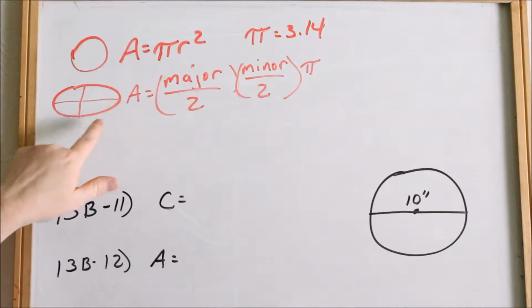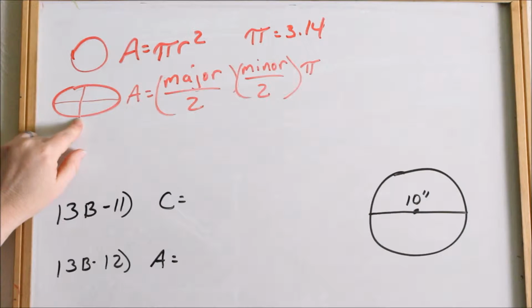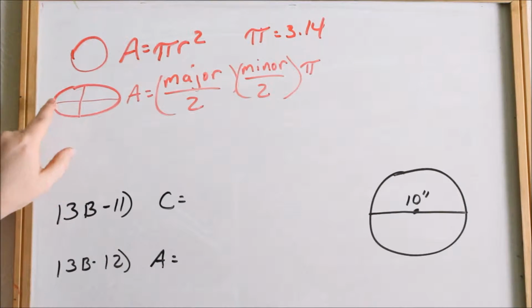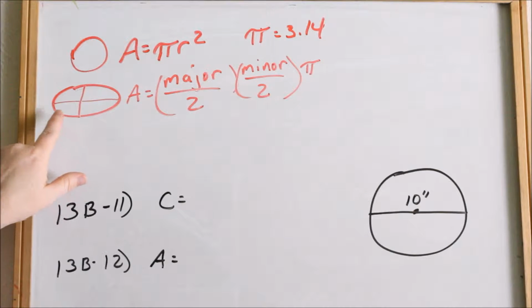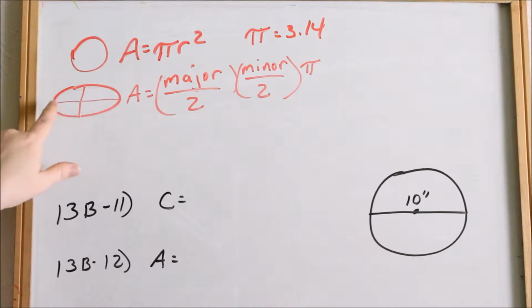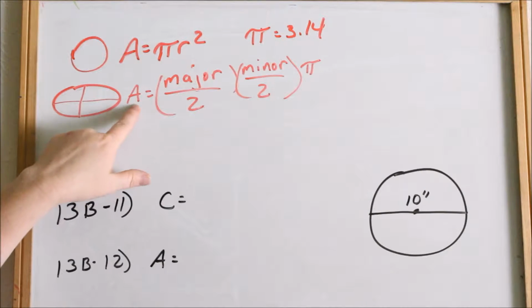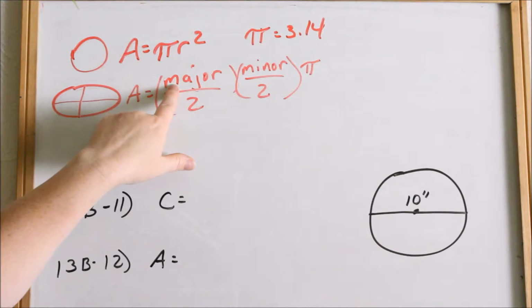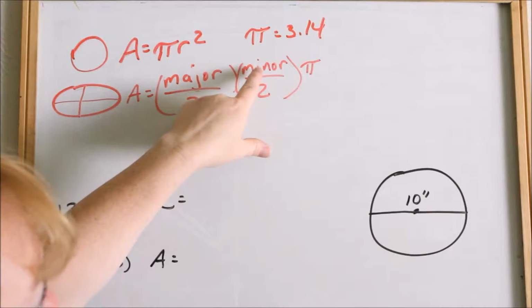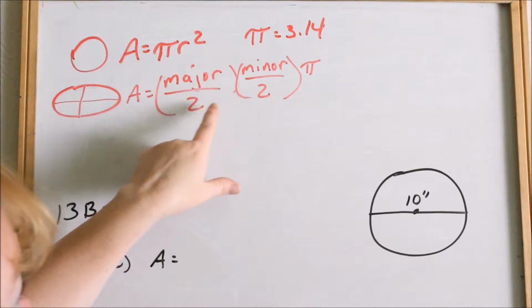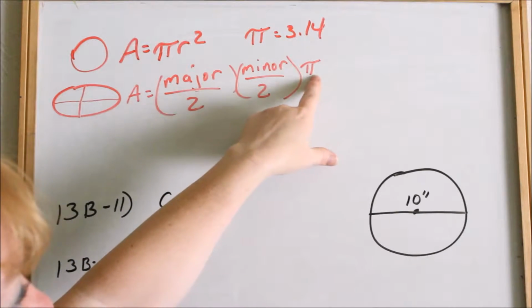Then we're also going to be doing area of an ellipse. Here's an ellipse. An ellipse does not have a radius like the circle. It has what's called a long axis or the major axis and a short axis or the minor axis. So long goes with major, short goes with minor, and the area of an ellipse is you take the length of your major axis divided by 2, then take your minor axis divided by 2, multiply those two things together, then multiply by pi.